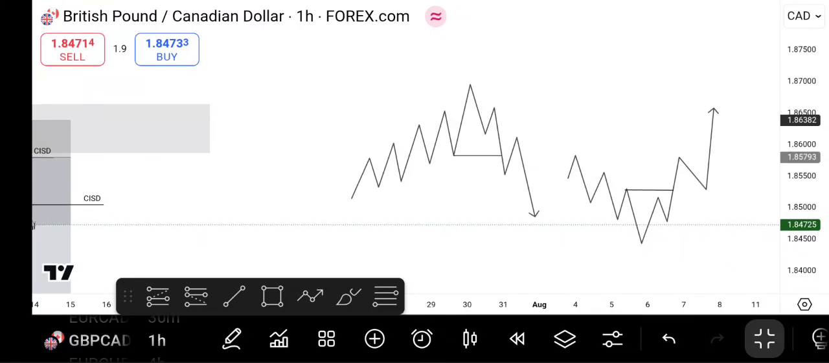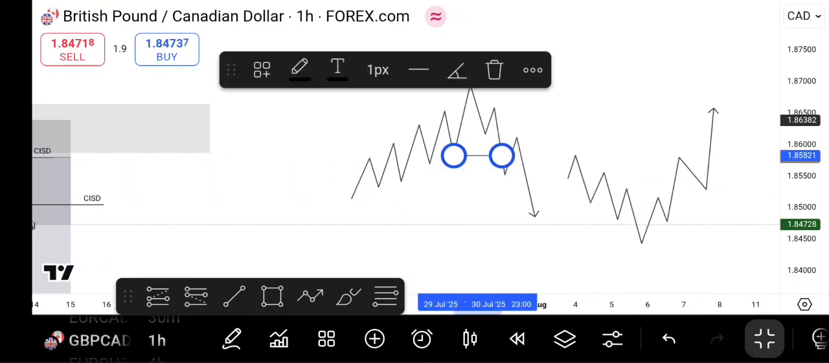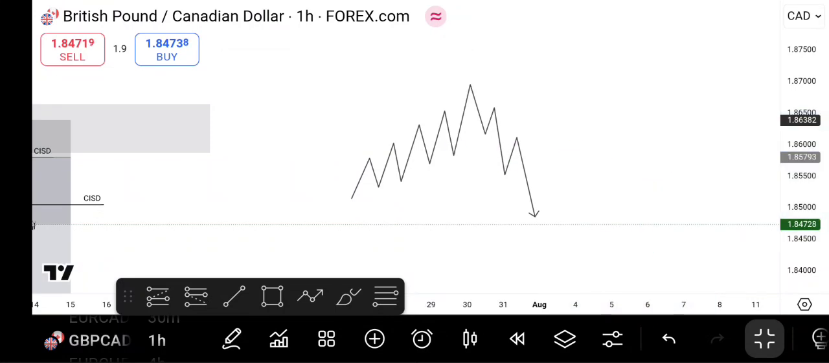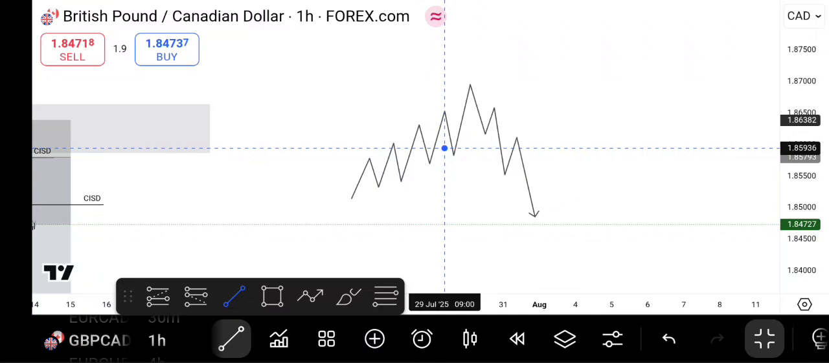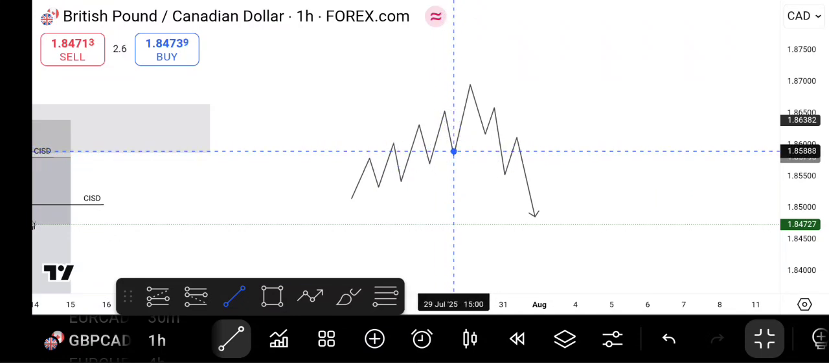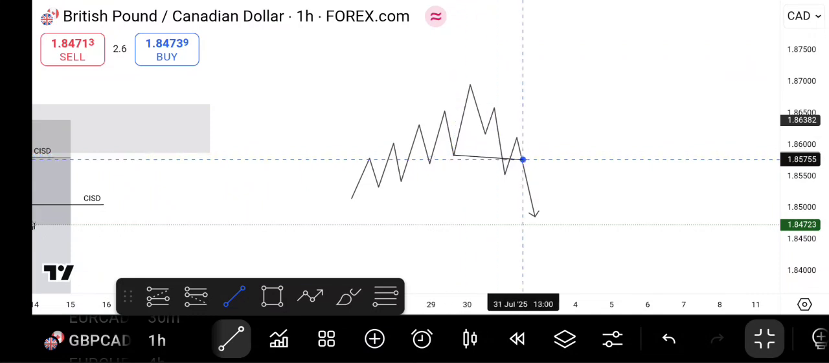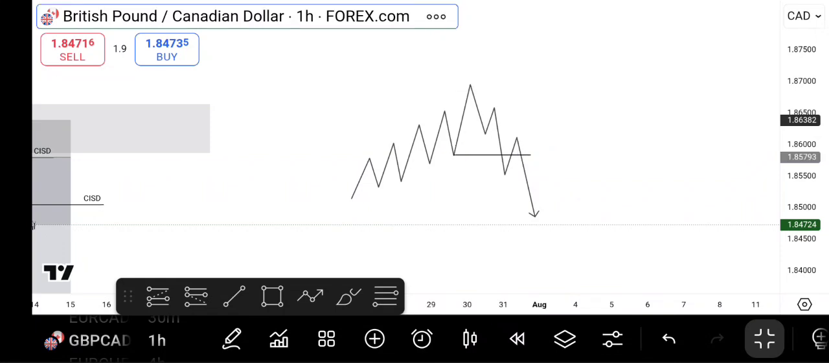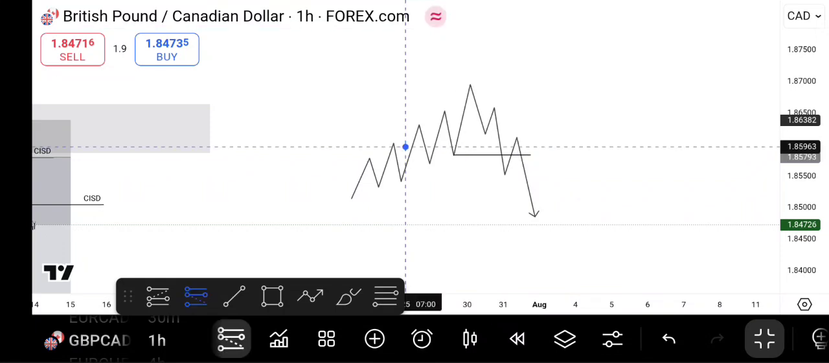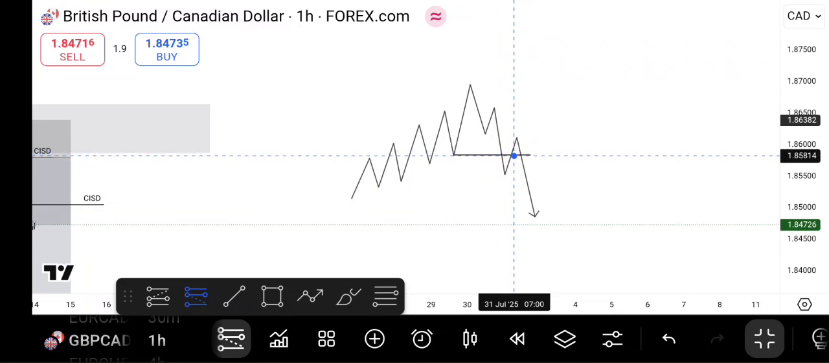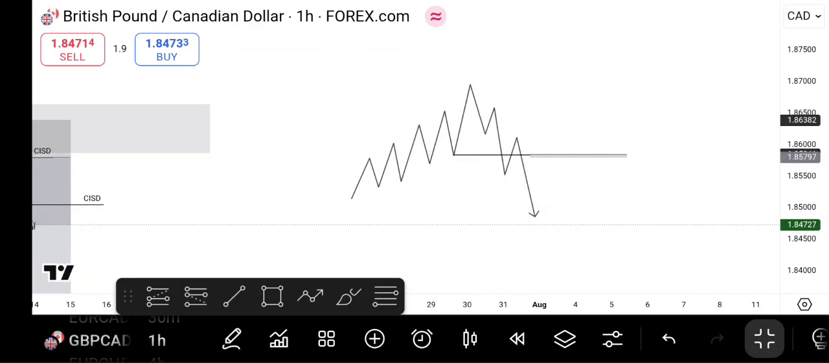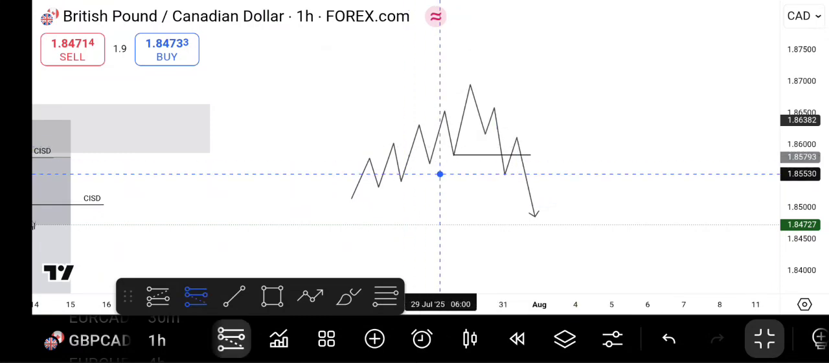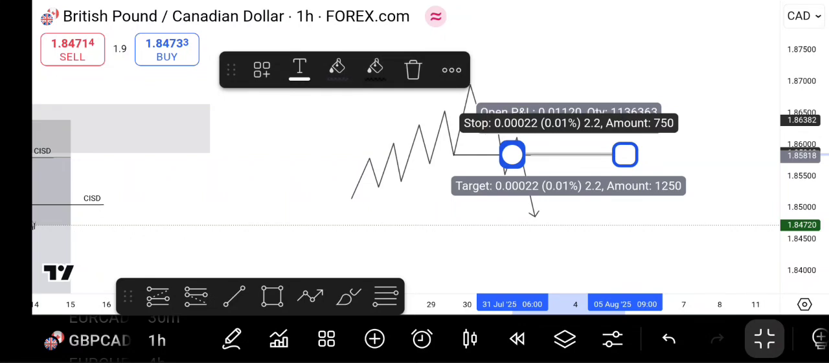So here now, let me show you how CISD looks. CISD will be like this, marked from the body. There is a point of a body candle that appears here. CISD will be marked like this, just like a breaker block. The way you mark a breaker block is the way you mark it. Then you place your entry around this point of place.